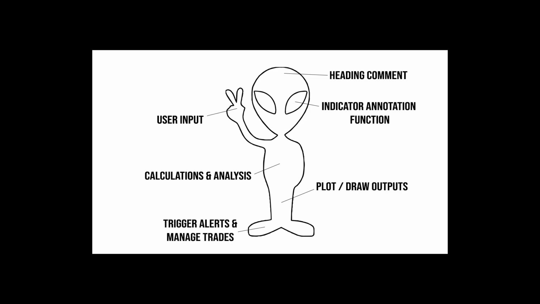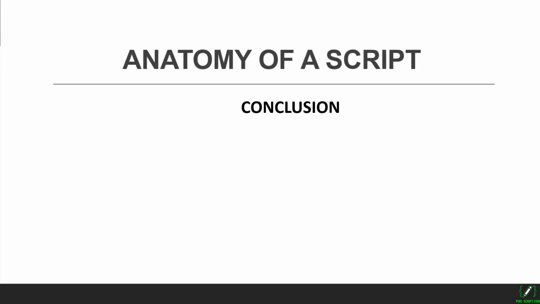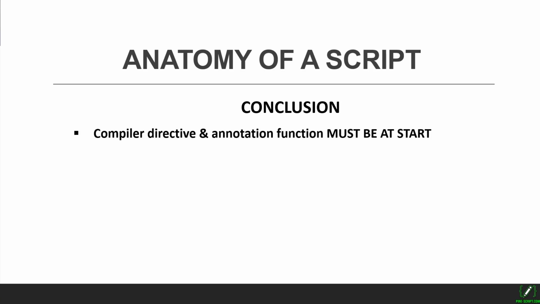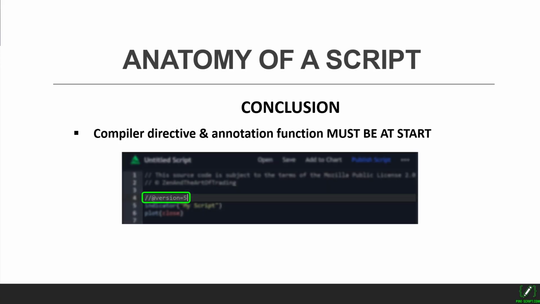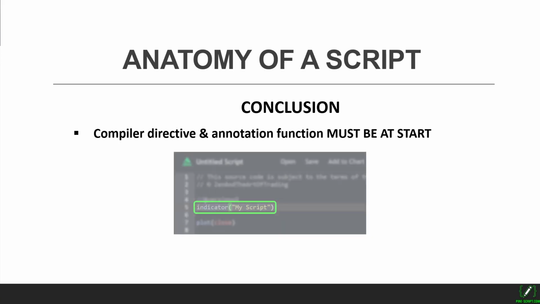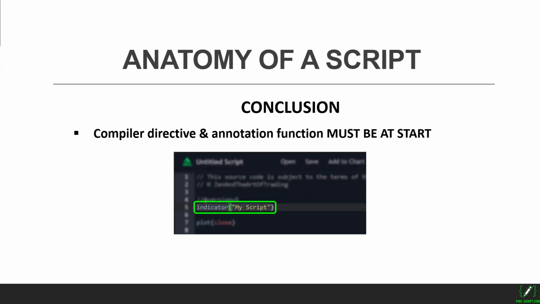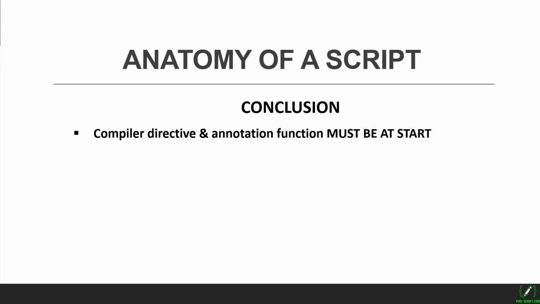So that's basically it for the anatomy of our scripts. That's a basic template and structure for our scripts. Here are some important things to take away from this. Your compiler directive and annotation function must be at the start of your script. So remember, the compiler directive is which version of PineScript you are using. That needs to be at the very, very top of your script. And your annotation function must come after the compiler directive, because the annotation function is what tells PineScript what style or what type of script you are working with. So again, that's indicator scripts, strategy scripts, or library scripts.